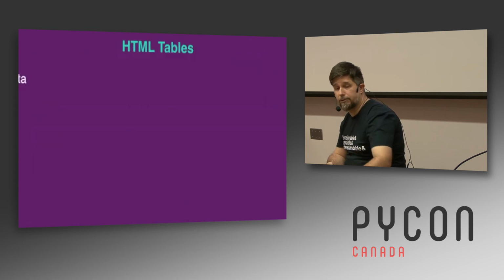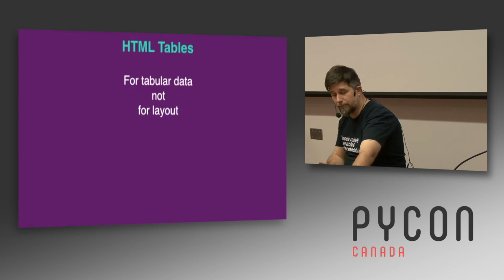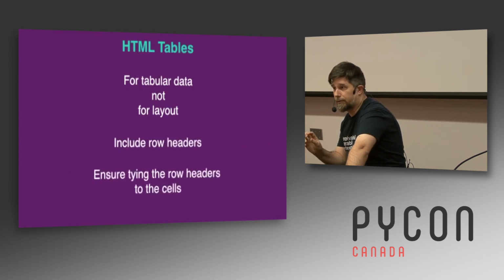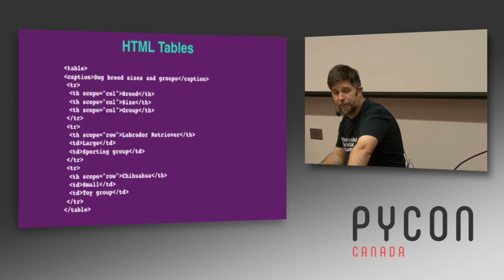Talking about HTML tables, don't use them for layout. I'll repeat that. Don't use HTML tables for layout. And in case it's not clear enough, don't use HTML tables for layout. We have tools to do that properly, so we use tables for tabular data. Include row headers and ensure that the rows are associated with the headers. It's one of the trickiest things for a screen reader to do, rendering in a linear fashion something that's two-dimensional. I'm not going to spend time on the code. You can grab my slide and look at that. That's a good example as to how to do that.